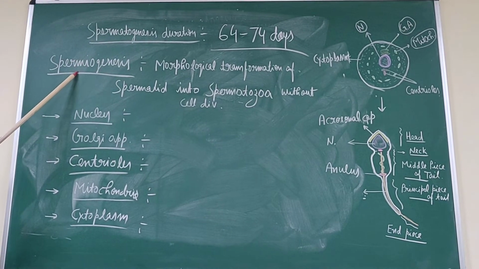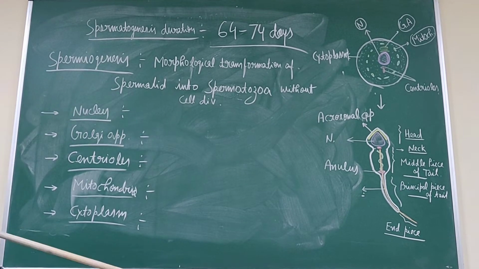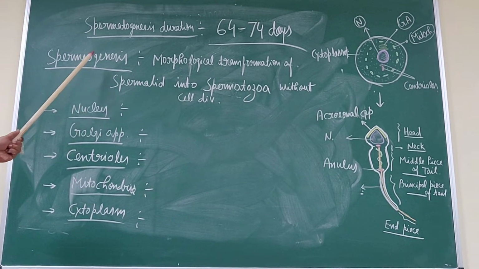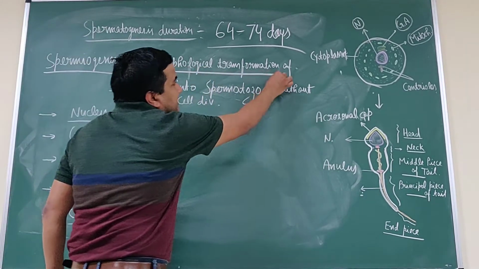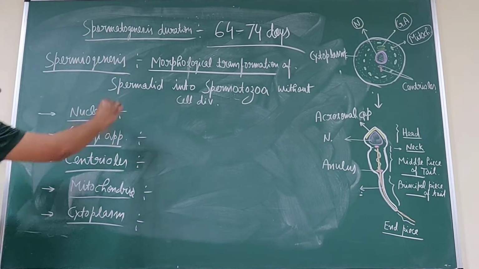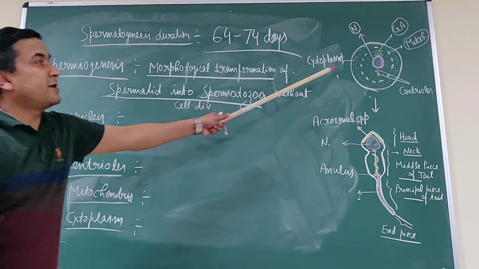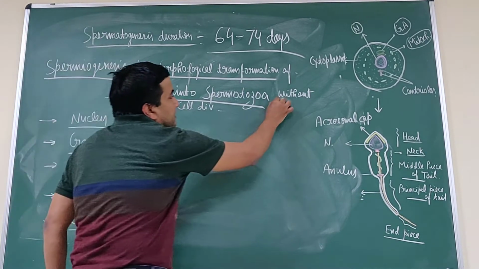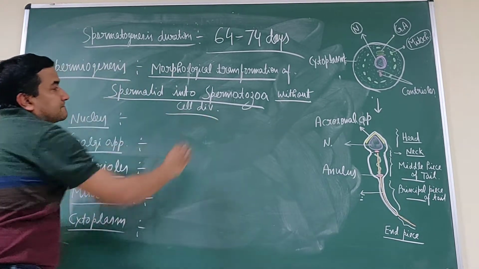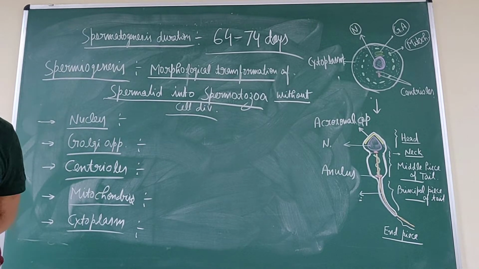Now, a brief discussion about spermiogenesis. What is spermiogenesis? In this diagram, it is the morphological transformation of spermatid into the spermatozoa. This is the spermatid and this is the spermatozoa, without further cell division. This process is spermiogenesis.